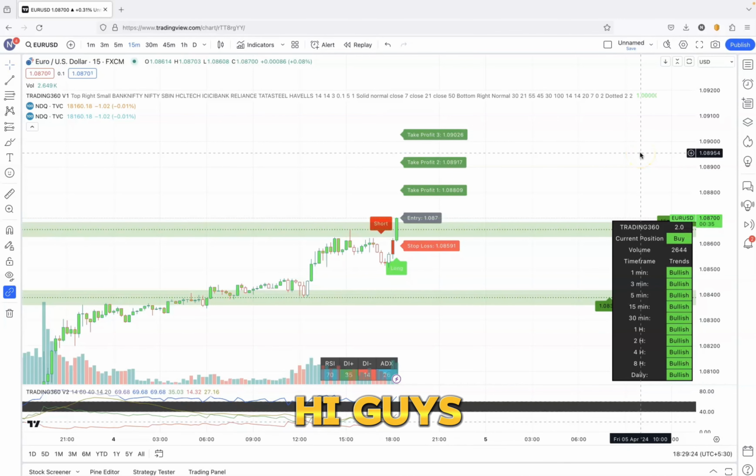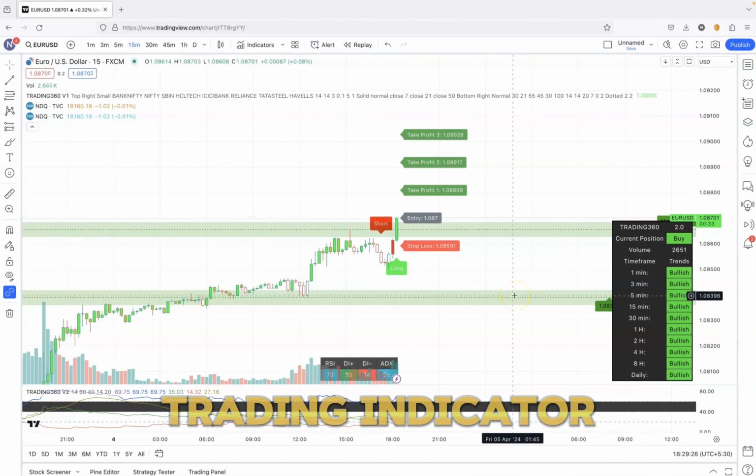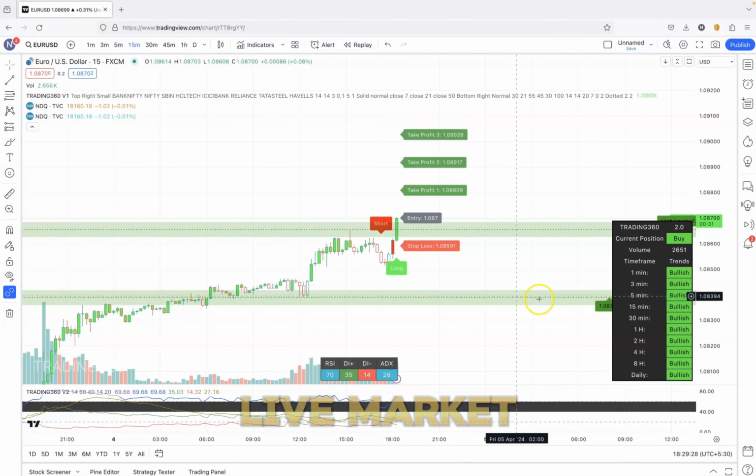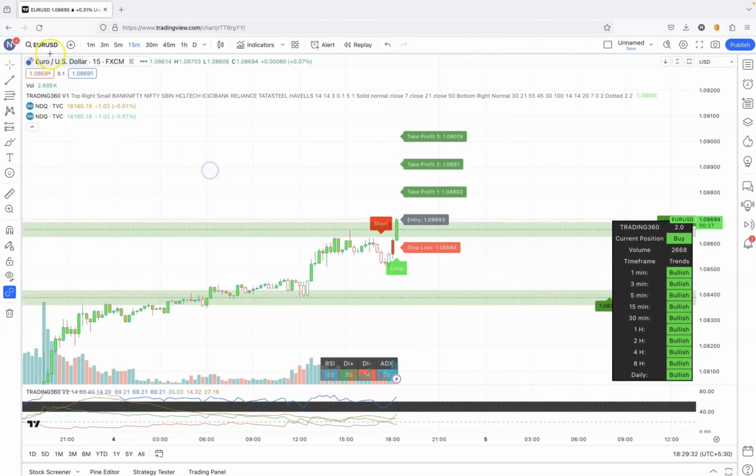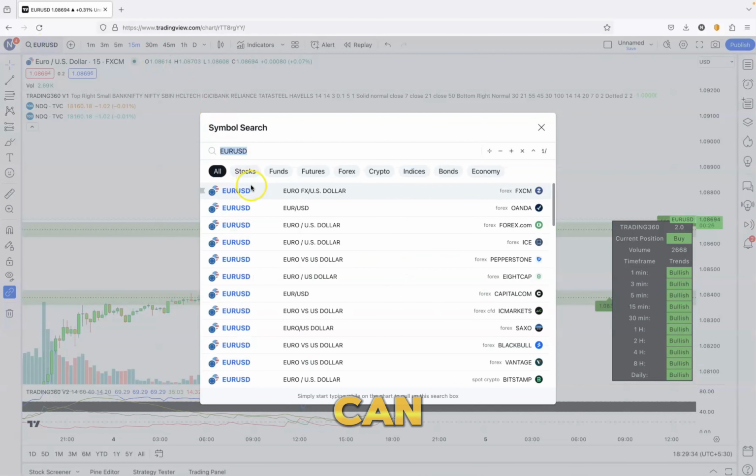Hi guys, I'll show you how the Trading Indicator 360 works on the live market. You can go to tradingview.com. There I'm choosing the currency pair EUR/USD.